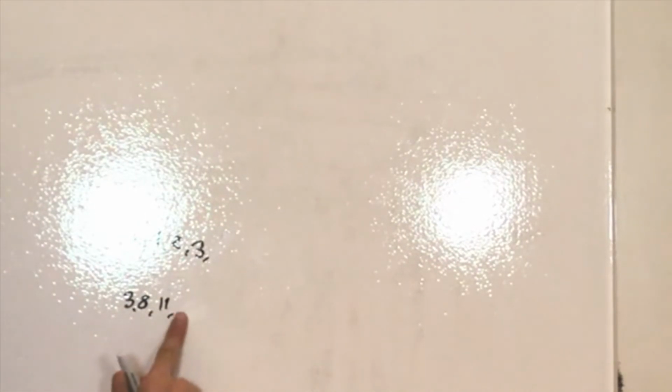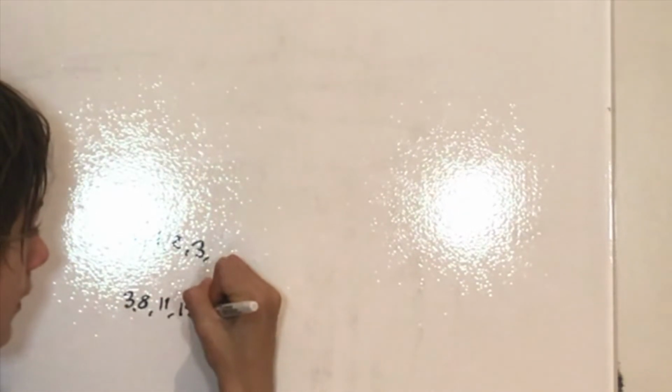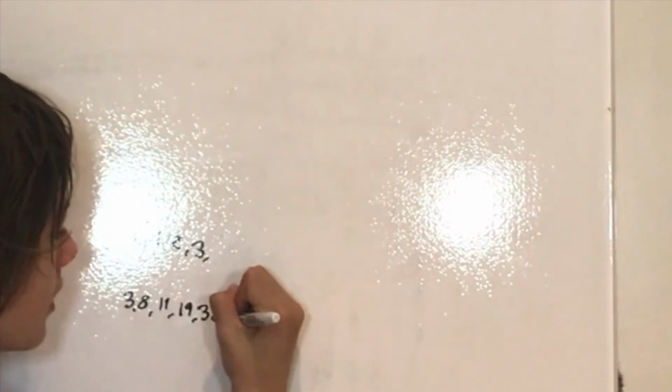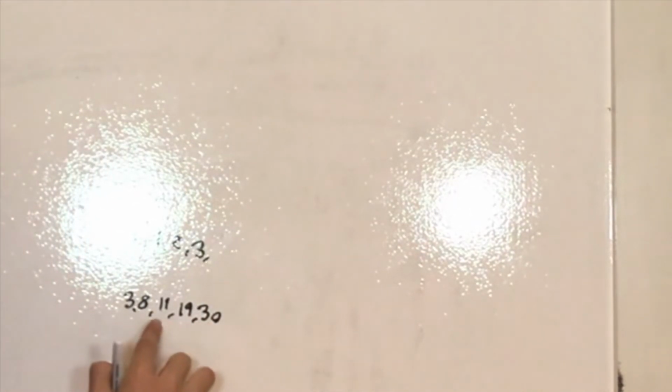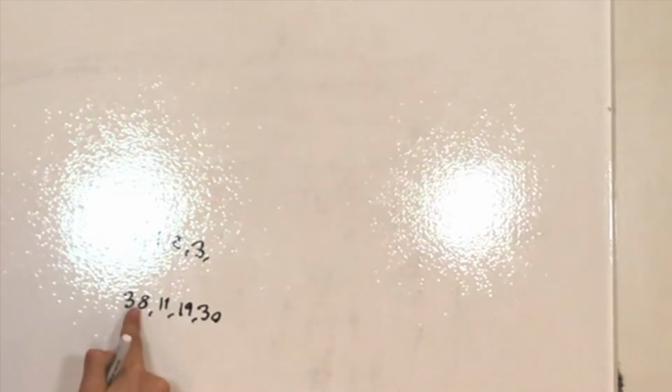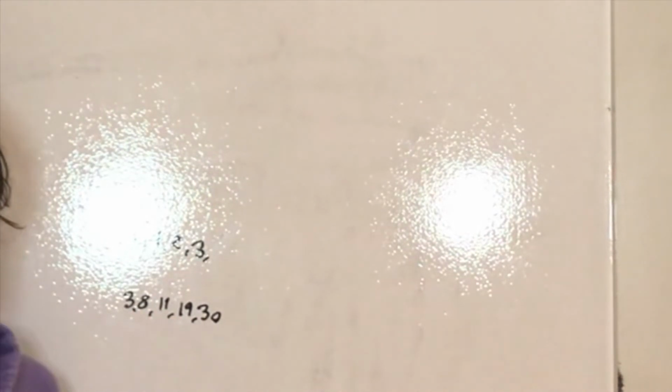Well, this would probably require more information. So let's say it gave you 19 and 30. You would say, okay, well, 11 is equal to 3 plus 8, 19 is equal to 8 plus 11, and 30 is equal to 11 plus 19. So you know that this is the Fibonacci sequence, and you'd be able to answer, yes, this is the Fibonacci sequence.